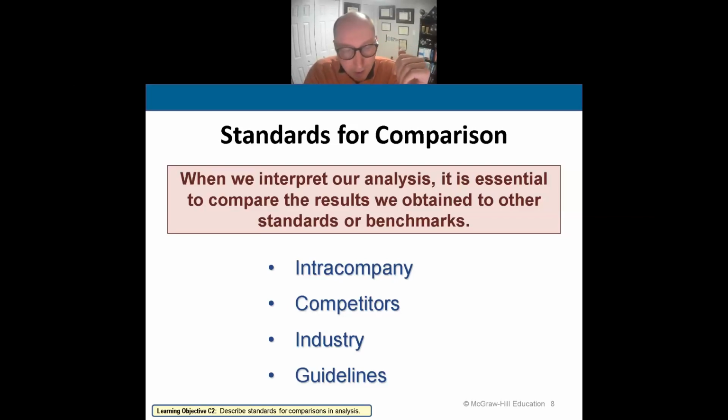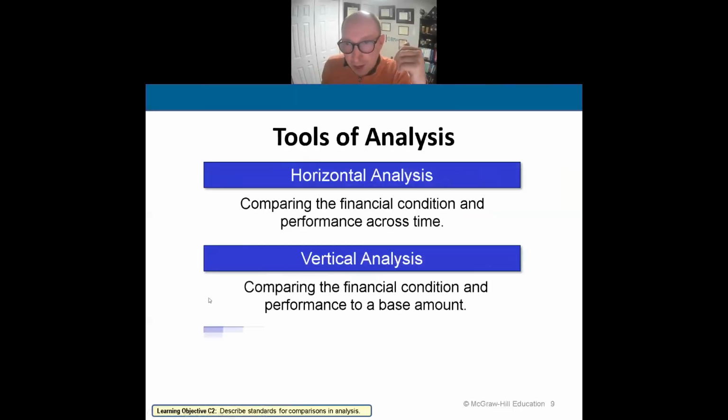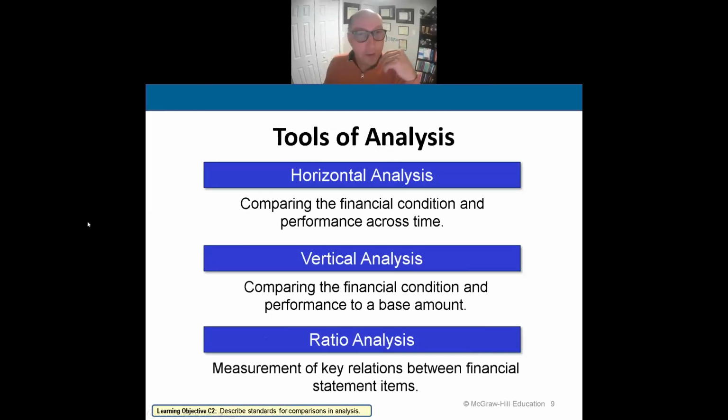And the last one here is guidelines. Guidelines are relatively vague, but some industries have certain guidelines that they have to follow, certain metrics that they have to meet. For example, the airline industry has guidelines that they have to follow: safety guidelines, on-time performance, miles flown, etc. So they might use guidelines as one of their benchmarks. But these are the standards for analyzing information.